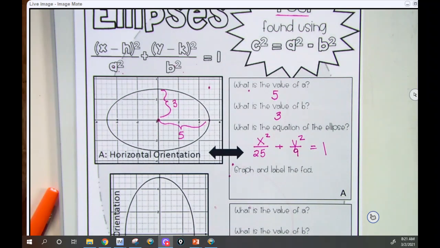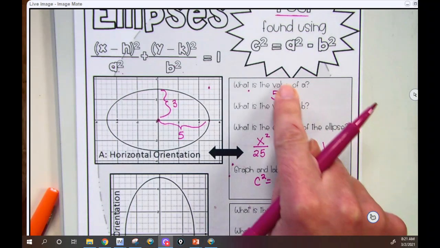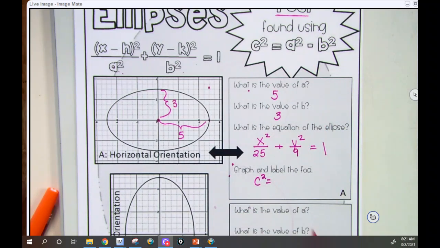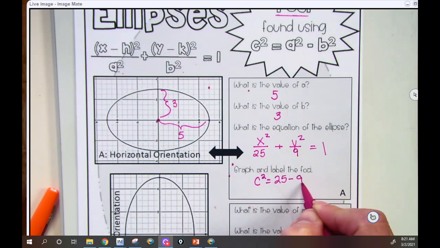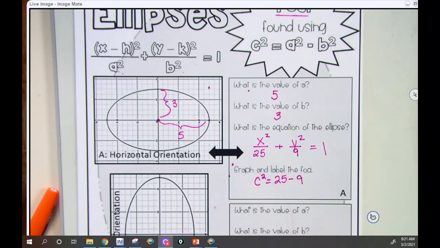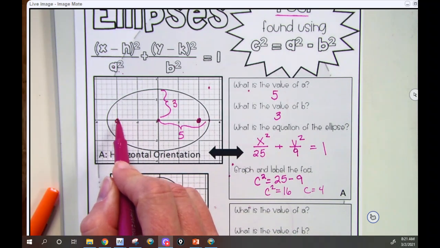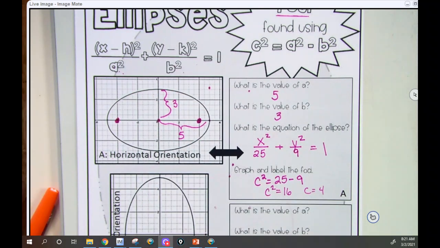Maybe we will graph and label the foci while we're here. c squared, and I'm just going from this formula right here, c squared equals a squared minus b squared. 25 minus 9 is 16. Take the square root of that. So c is 4. So from my center, 4 away, 4 away. If I was to have that loose string and pull it tight all the way around, that is the ellipse I would get.